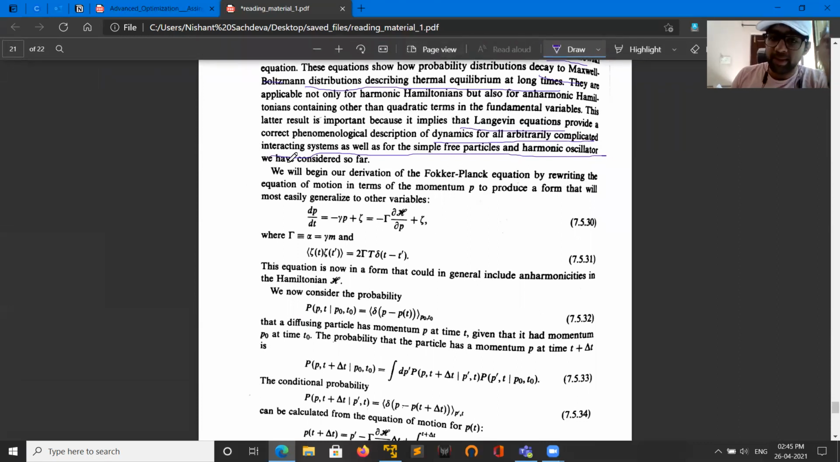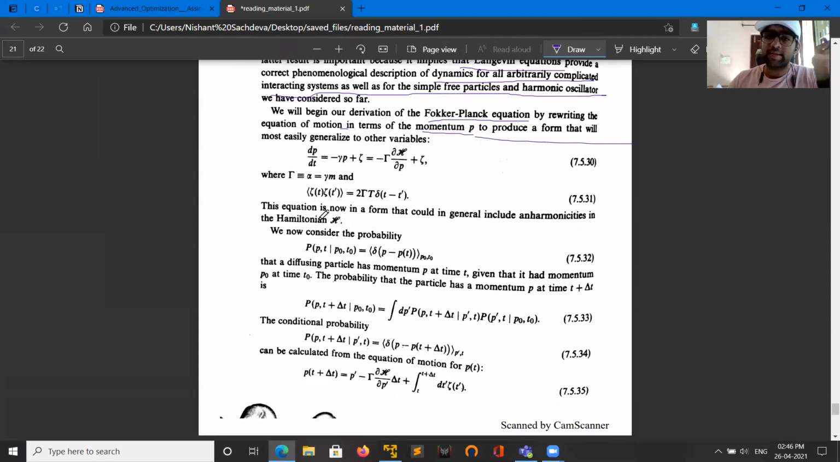So now we'll begin our derivation of the Fokker-Planck equation by rewriting the equation of motion that we did before in terms of momentum p, to produce a form that will most easily generalize to other variables. We said dp by dt is minus gamma p plus tau, which is minus capital T del Hamiltonian by del p plus tau.